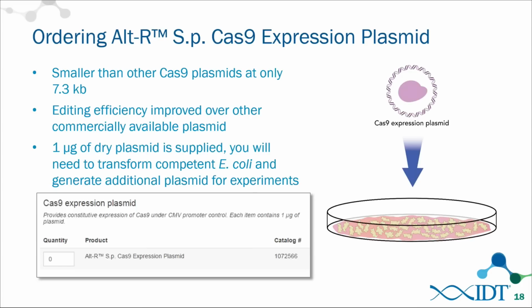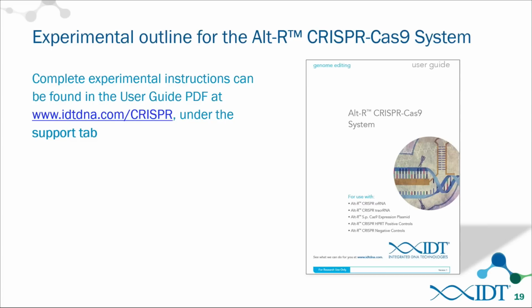The deliverable here is 1 microgram of dry plasmid that, once again, depending on your application, but most likely, would need to be propagated in competent E. coli for additional downstream experiments. And speaking of those experiments, the panel on the right represents the cover page for, I think, a really nice user guide that we've developed between our research group and our scientific communication group for executing CRISPR-Cas9 genome editing experiments.